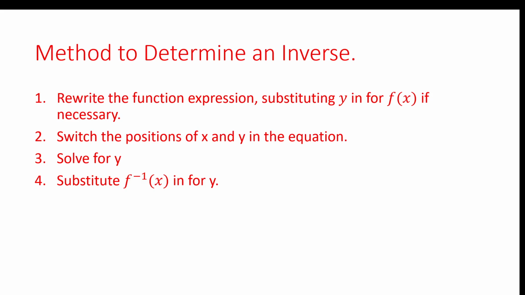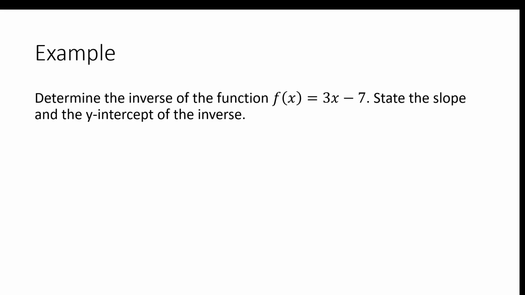So one more time, the method to determine an inverse is: in step 1, you rewrite the function expression, putting in the y if it's written in f of x form. In step 2, switch x and y just like we did. In step 3, solve for y just like we did. And then in step 4, that y, now call it f inverse of x just like we did.